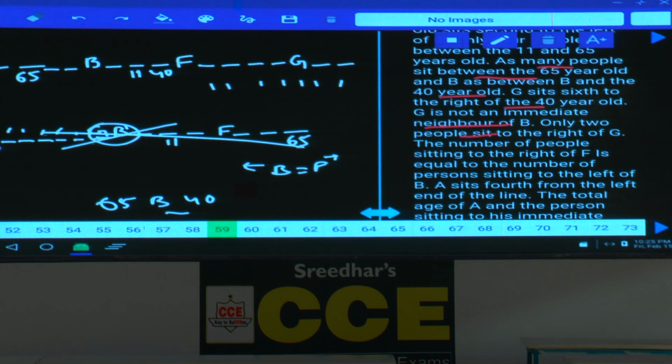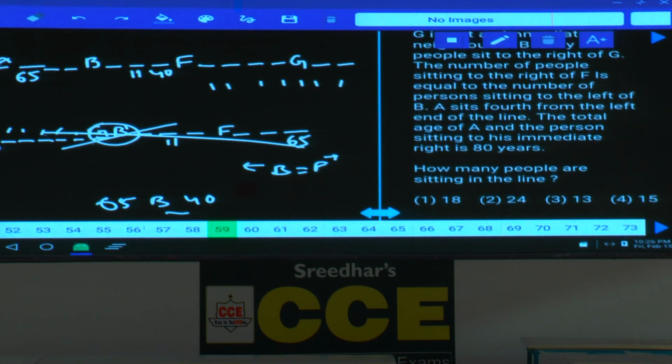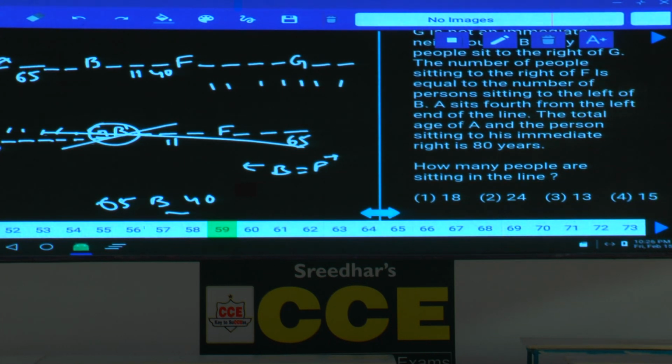A sits fourth from the left-hand end of the line, hence A must be here. A is seated fourth from the left-hand end of the line, isn't it? And the total age of A and the person sitting to his immediate right is 80 years. The immediate right-hand side of A is 65. The sum of these two ages is 80. Hence, the age of A is 15. Done with this, this is the information we have.